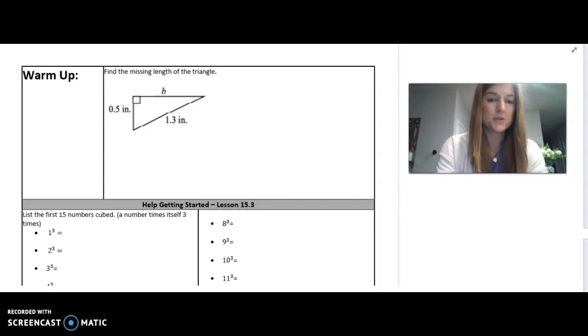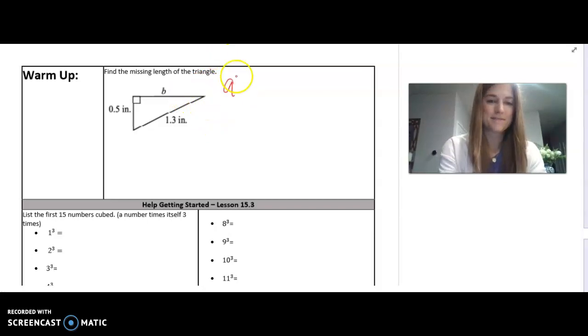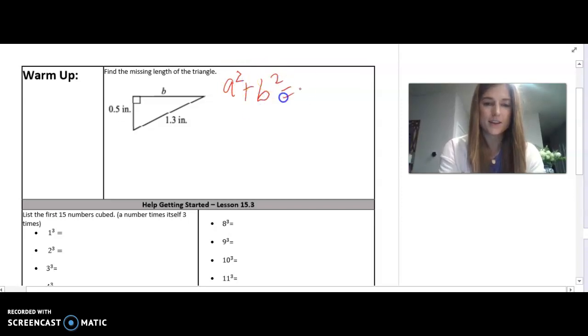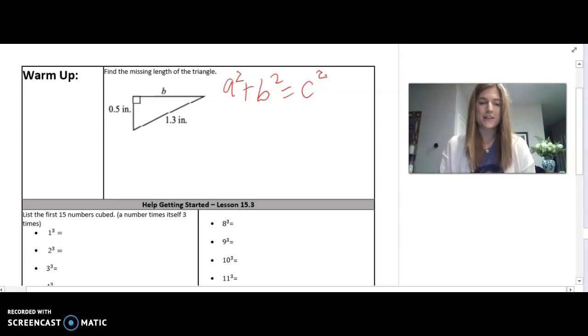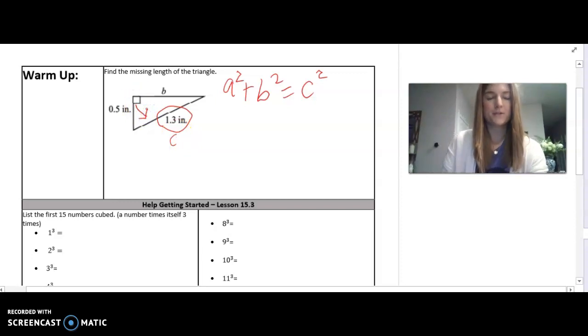On number one, we know that the Pythagorean theorem is a squared plus b squared equals c squared. And this is able to happen when we have a right triangle. How you know where each one goes is that the hypotenuse, or the c, is always right across from the right angle.